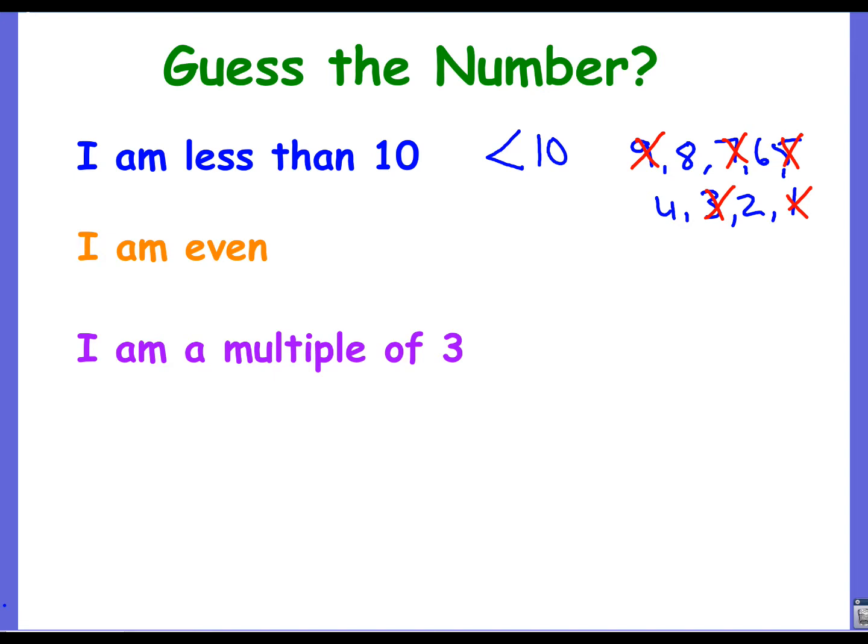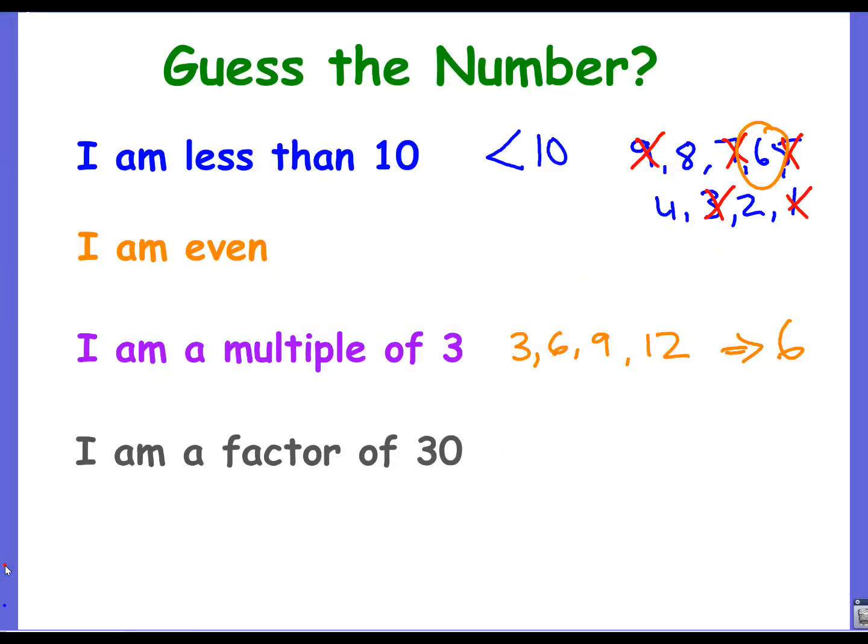Our next clue is that our number is a multiple of 3. Remembering, multiples are your times tables, so 3, 6, 9, 12, and so on. So the only number that we can see on our remaining list that is a multiple of 3 is the number 6. So I can guess at this point that our number is 6.